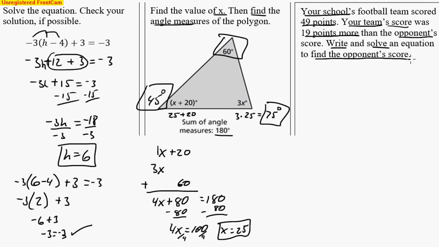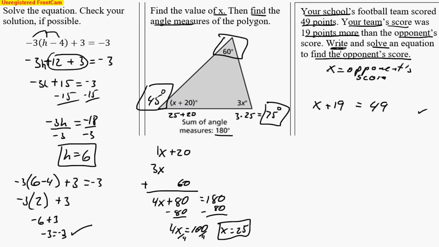So let's say x equals the opponent's score. And so what we'll do is we'll say x plus 19 equals 49, which is our score. Our score is 19 points more than the opponent's score. So I have to add 19 points to the opponent's score to equal our score. So this is part of it. This is the writing portion.